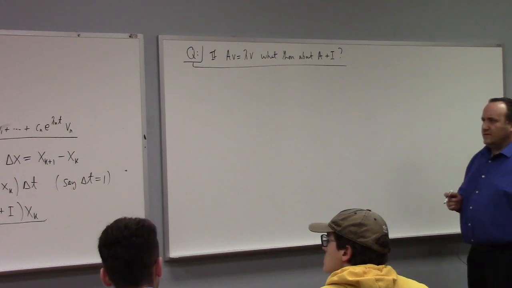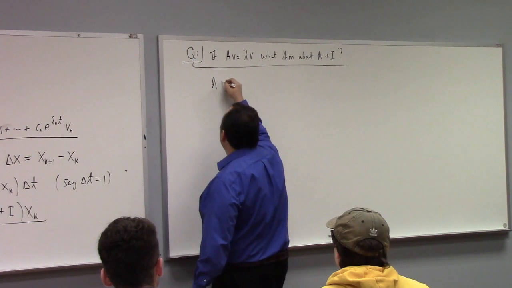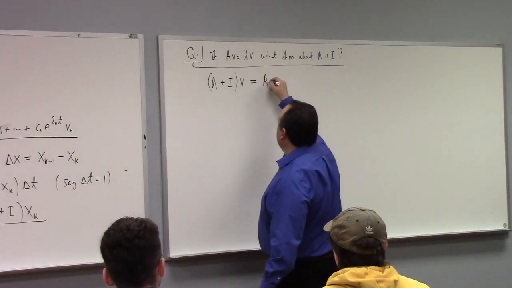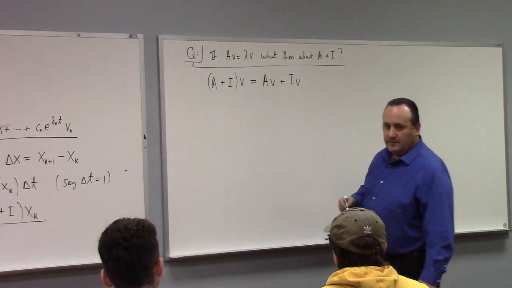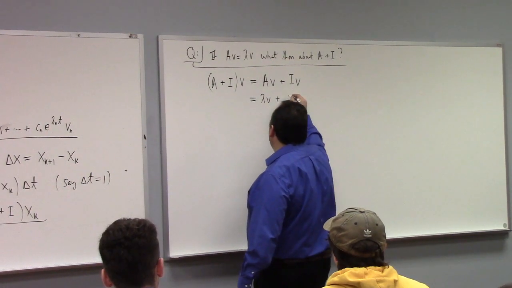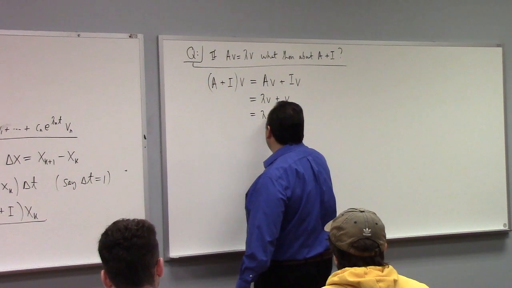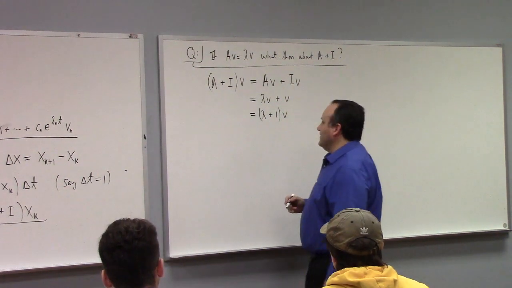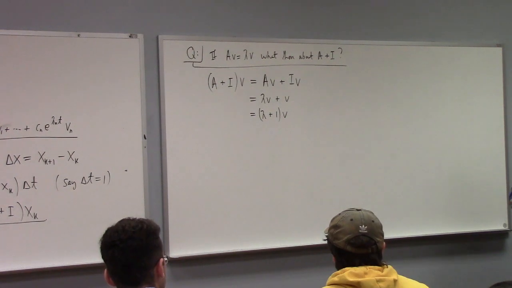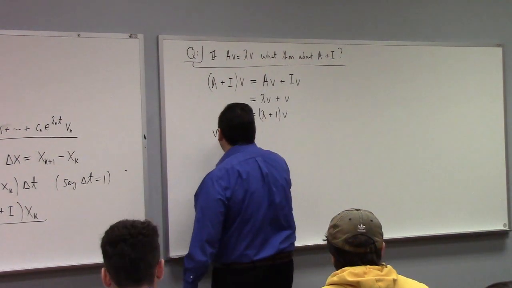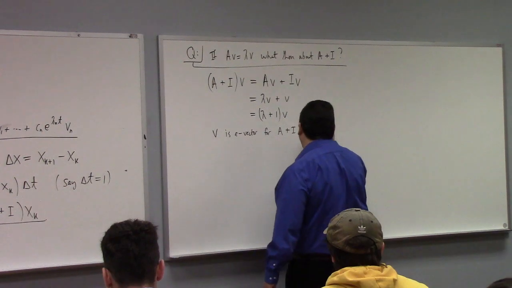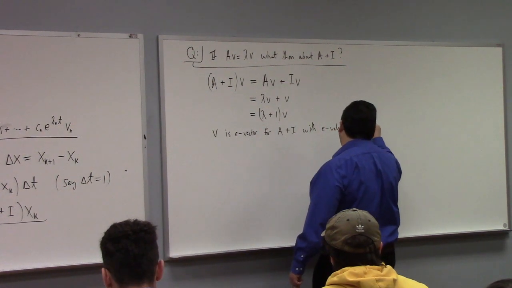But I think this works out really nice. What happens if we multiply A plus I times v? We get Av plus Iv. That's the identity matrix, right? But Av was what? Lambda v. And that's v. So, dude, check that out. Apparently v is an eigenvector for A plus I with eigenvalue lambda plus 1, right?